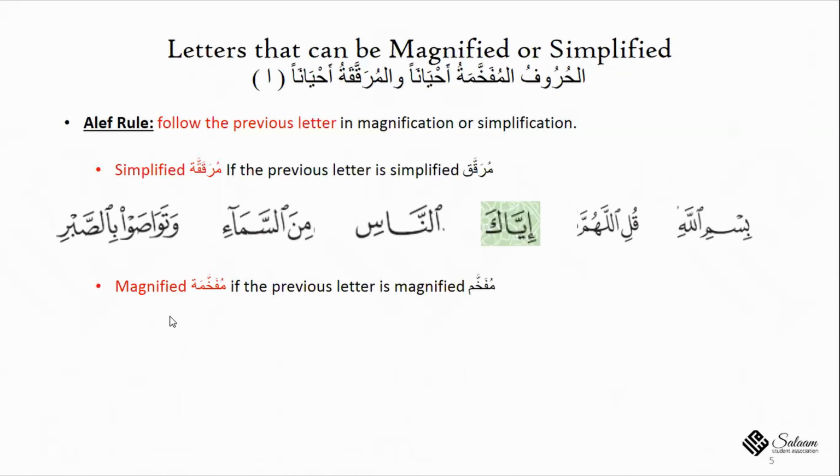I will show you inshallah here. Same with alif, the second case: if the previous letter is magnified, or mufakham, then the alif itself will be magnified. Like ad-da. See the alif here? See the difference between iya and ad-da? The alif pronunciation is different. One of them is simplified, iyaka. One of them is magnified, ad-dallin. I hope it's clear.